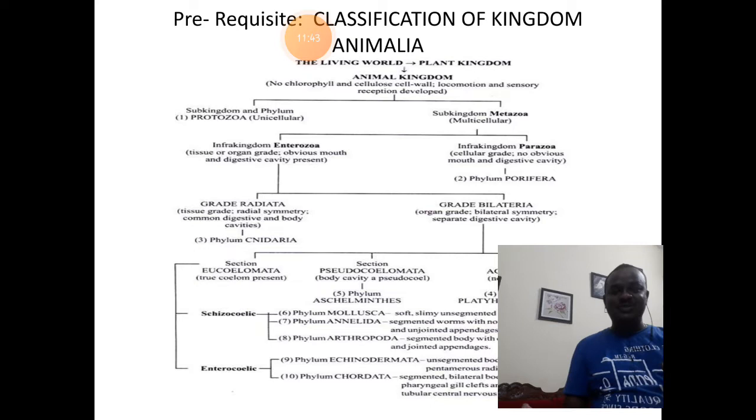Then we have understood that this classification is based on the body grade, so body organization. So how is the body organization in parazoans? It is called the cellular grade of body organization. So what does it mean? Cellular, as we understood, means many cells. So many cells together contribute to the body organization of these animals. Simply, different kinds of cells, many in number, together contribute to this kind of body organization, which we call cellular grade. It includes the phylum Porifera.